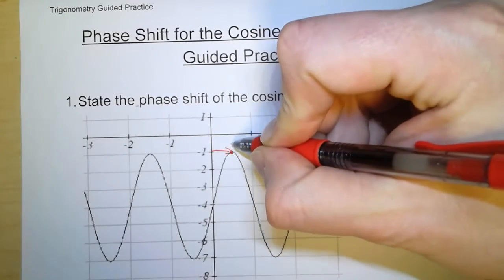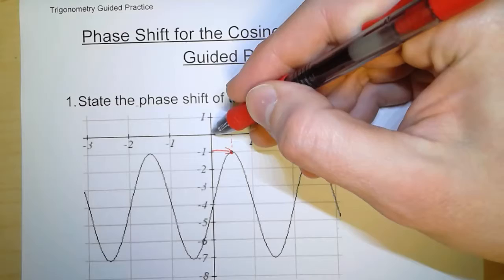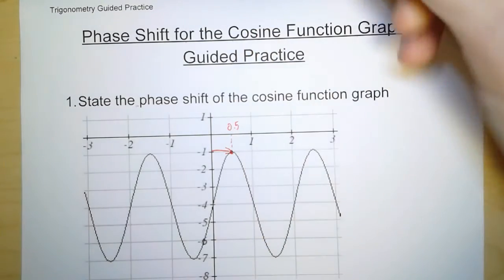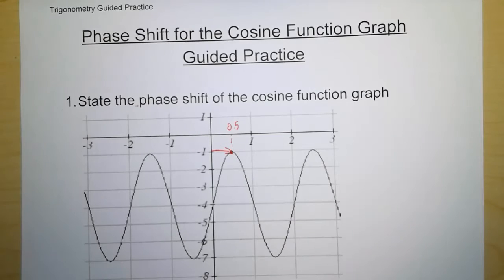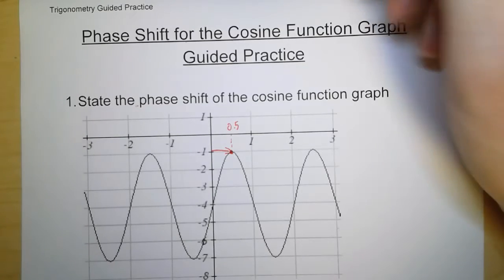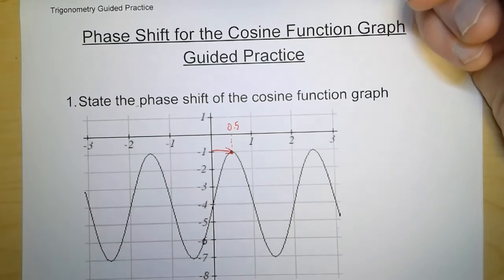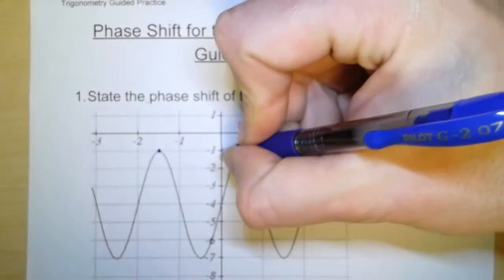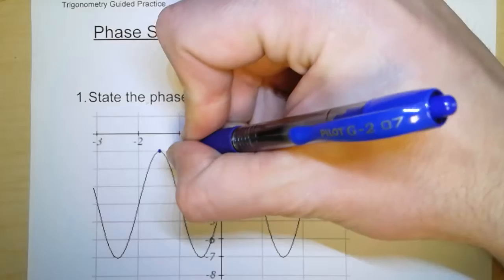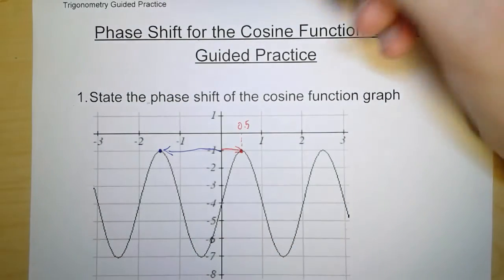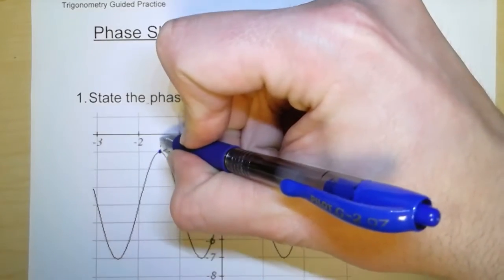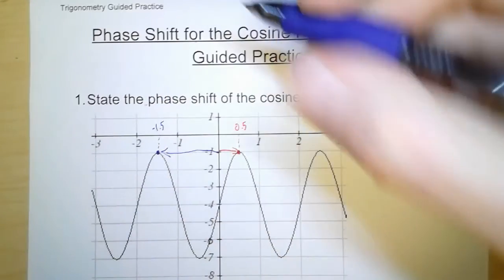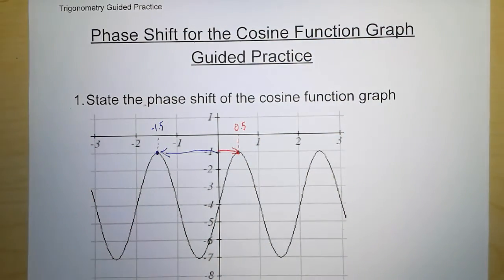Well, let's see. If I look at this x value, this is halfway between 0 and 1. So the phase shift is 0.5. But because cosine is repeating itself over and over, that's not the only possible answer here. You could also say, what about this spot? Well, it got moved over this much. And so if we look at the x-axis, that's going to be at negative 1.5. So we could say that that's the phase shift.